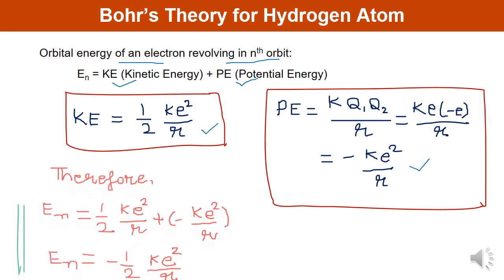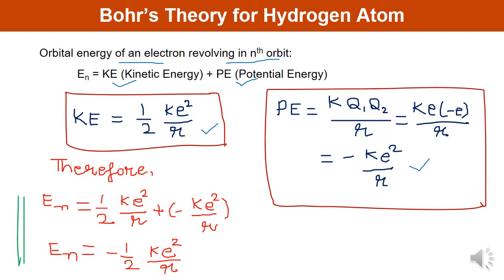So En, the orbital energy, will be kinetic energy plus potential energy. Simplify it and you will get En equals minus 1/2 k e²/r. This is the equation of orbital energy. Here e is the charge on the electron, k is the constant whose value is already known, and r, you have already calculated the radius in the previous calculation.